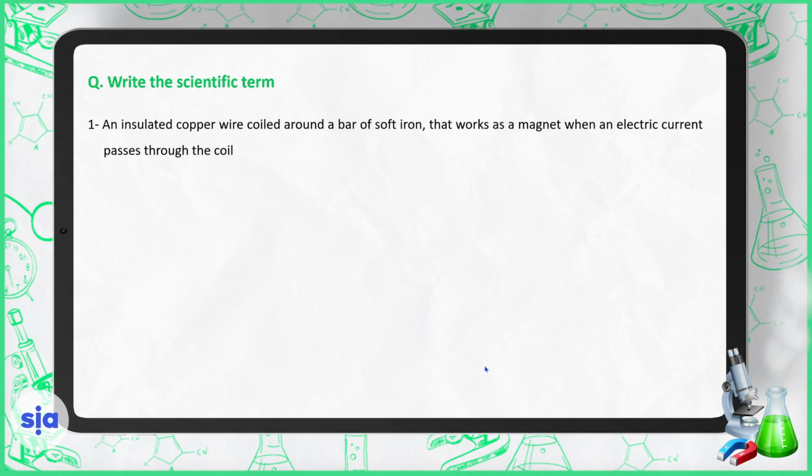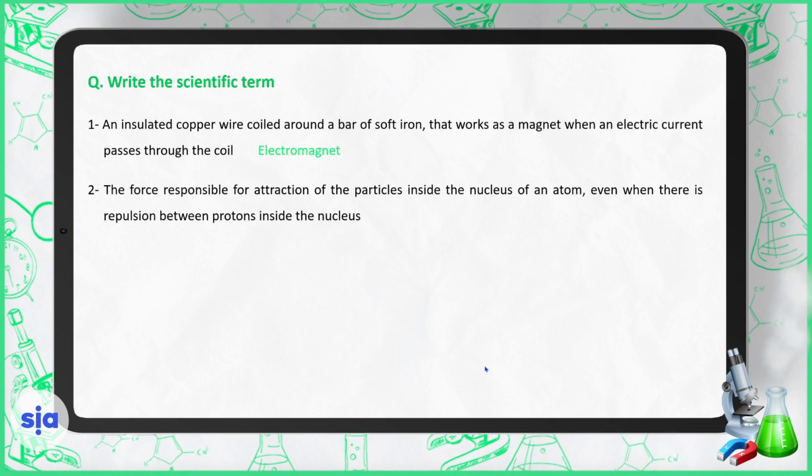Now it's time for questions. Write the scientific term. An insulated copper wire coiled around a bar of soft iron that works as a magnet when an electric current passes through the coil. This is, of course, an electromagnet. The force responsible for attraction of the particles inside the nucleus of an atom, even when there is repulsion between protons inside the nucleus. This is strong nuclear force. They work on converting electric energy into mechanical energy. Electric motor.